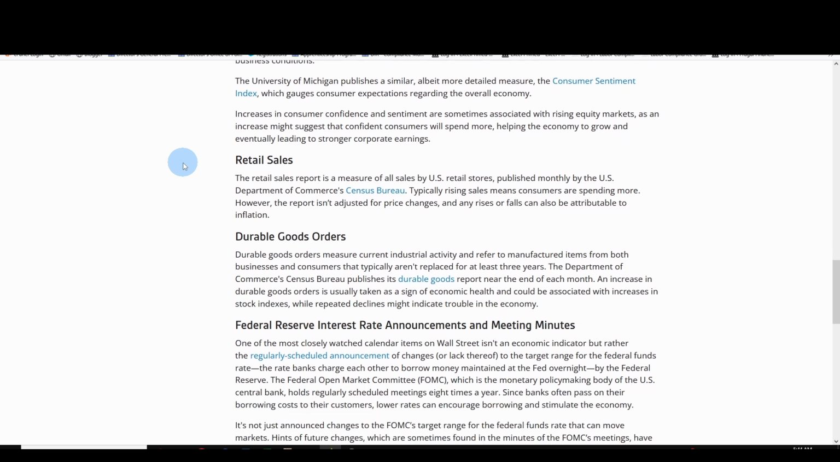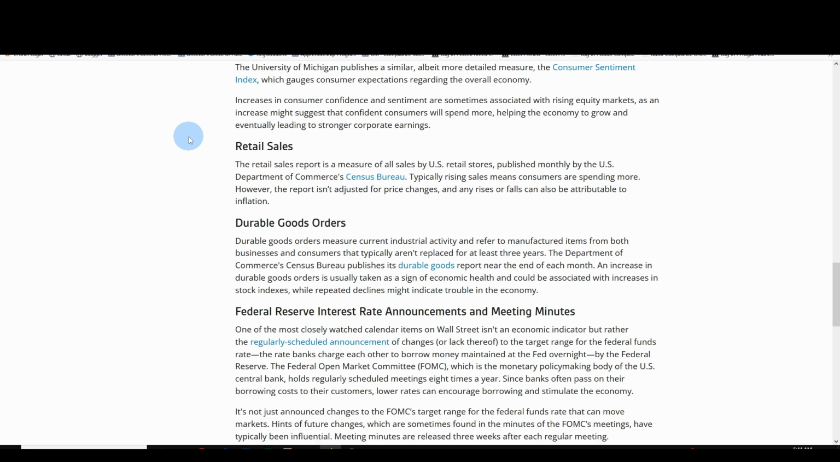Increases in consumer confidence and sentiment are sometimes associated with rising equity markets, as an increase might suggest that confident consumers will spend more, helping the economy to grow and eventually leading to stronger corporate earnings.